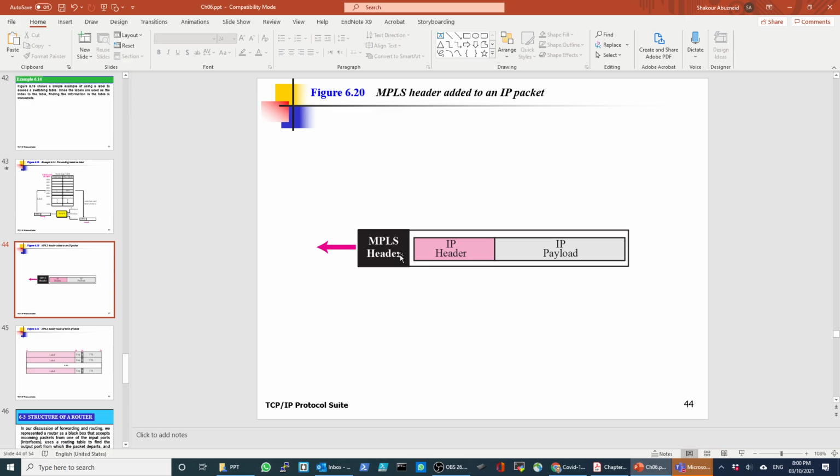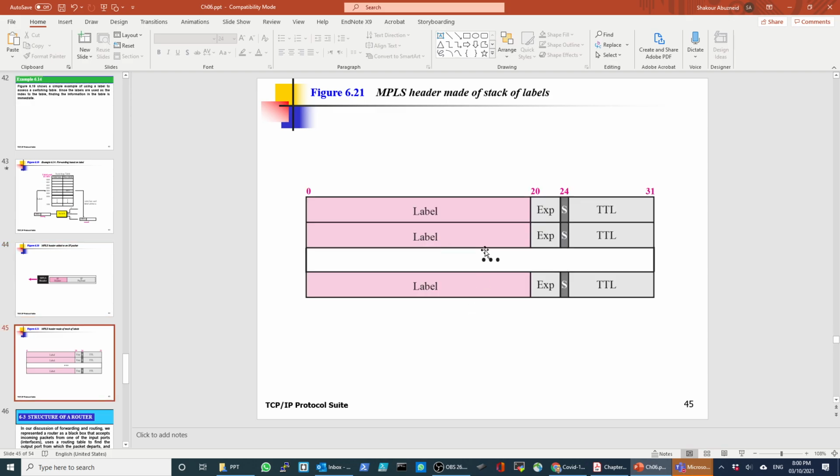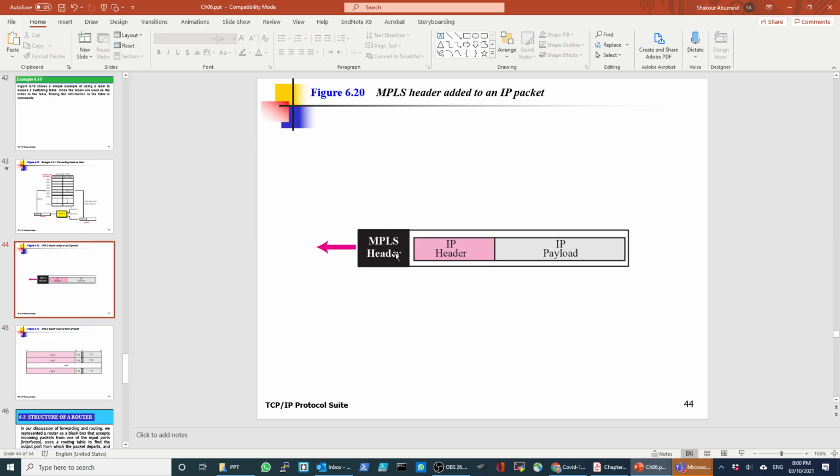All right, so the MPLS header is actually a stack of subheaders, as you see in this figure, that is used for multi-level hierarchical switching. Each subheader is 32 bits, or 4 bytes long. All right.